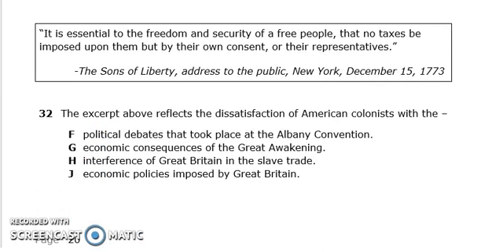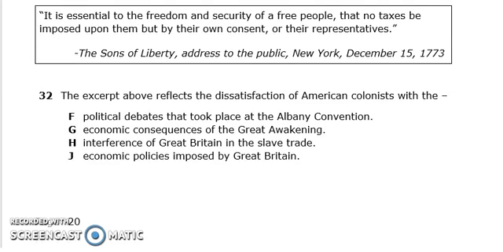Number 32. This excerpt above reflects the dissatisfaction of American colonists with the F. Political debates that took place at the Albany Convention. G. Economic consequences of the Great Awakening. H. Interference of Great Britain in the slave trade. J. Economic policies imposed by Great Britain.